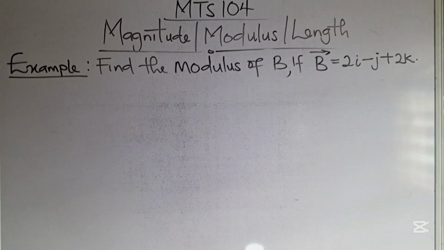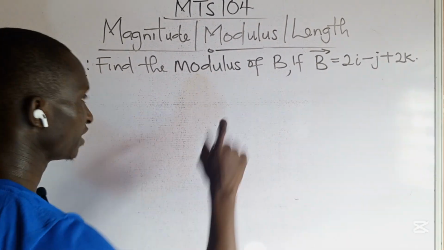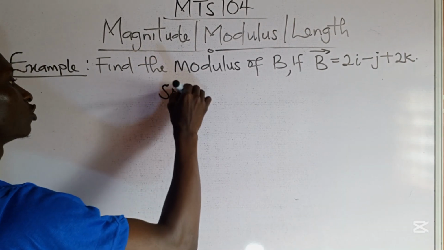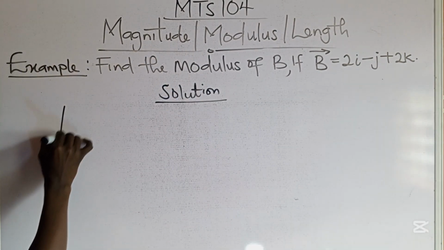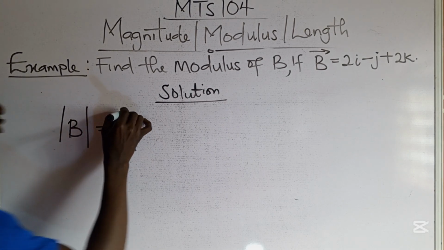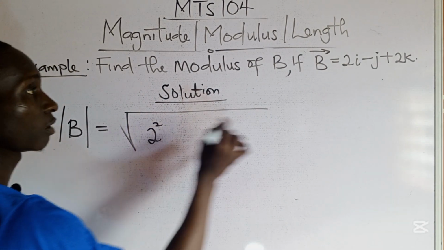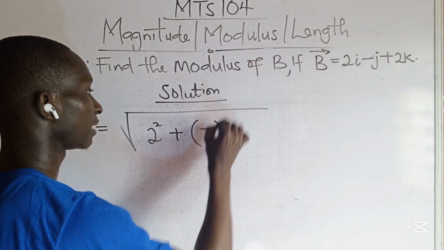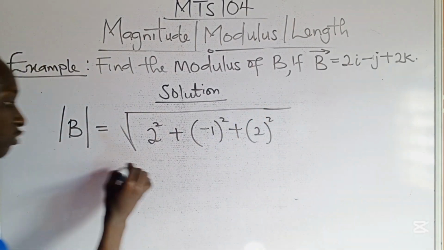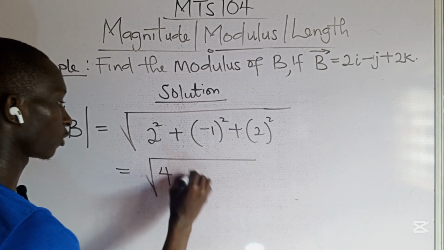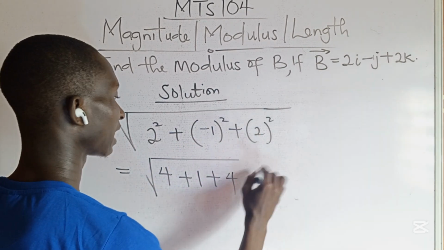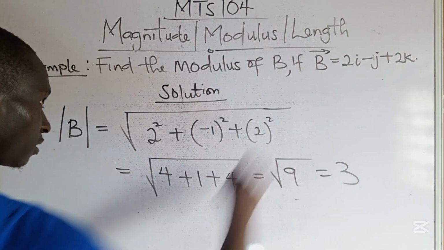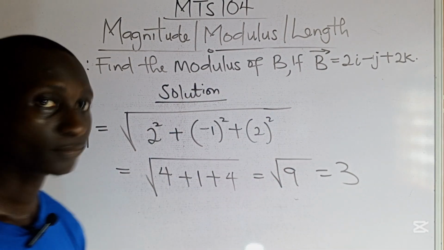Let's pick up another example. The next example says find the modulus of B if vector B is given this way. You can see that this is a three-dimensional vector. So the solution: the modulus of B is equal to the square root of the first coefficient, 2 squared, plus minus 1 squared, because there is a minus 1 here, plus 2 squared. That equals the square root of 4 plus 1 plus 4, that becomes 9, which is 3. That means the length of B, or its modulus, is 3.